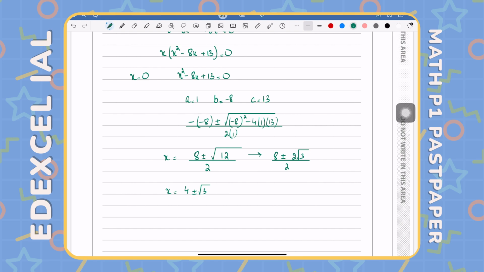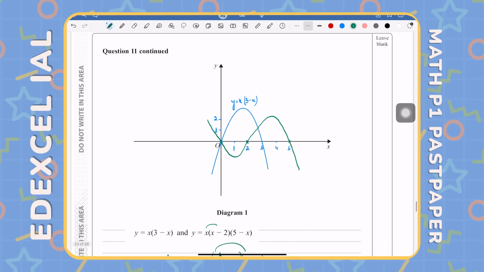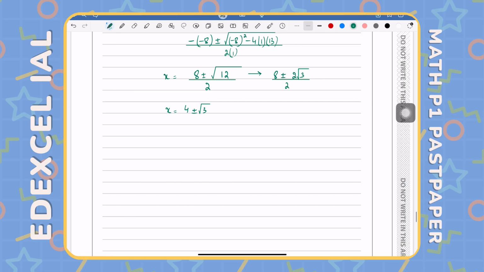Now interestingly, both of them are positive. Both these values, 4 plus under root 3 and 4 minus under root 3, are actually positive. Now the question is, how do we know which one is the solution that we want? So what do we do for that? Well, here's what we do. We find out the corresponding y coordinate when x is equal to 4 plus under root 3 and when x is equal to 4 minus under root 3.